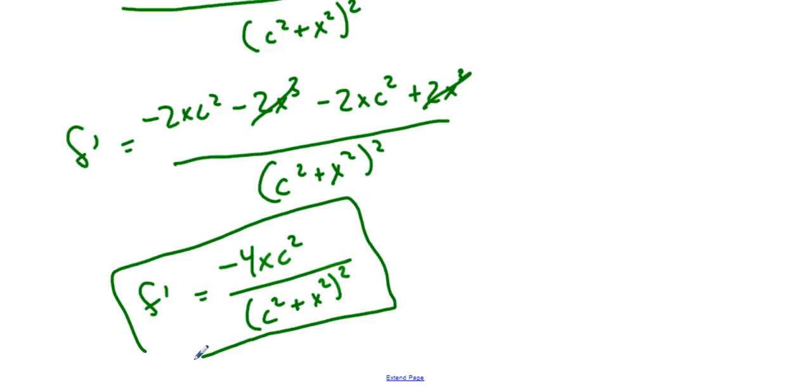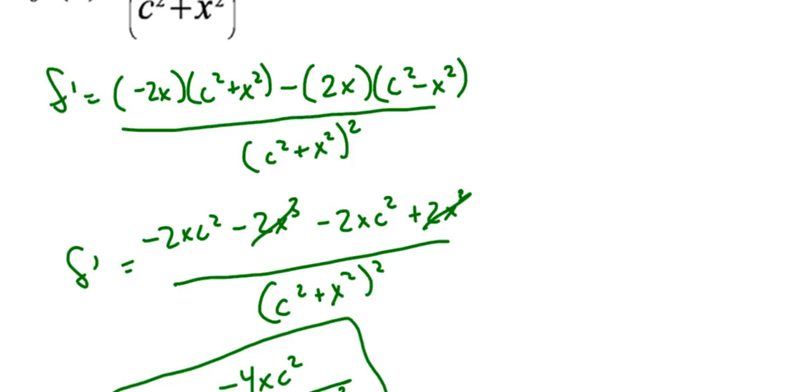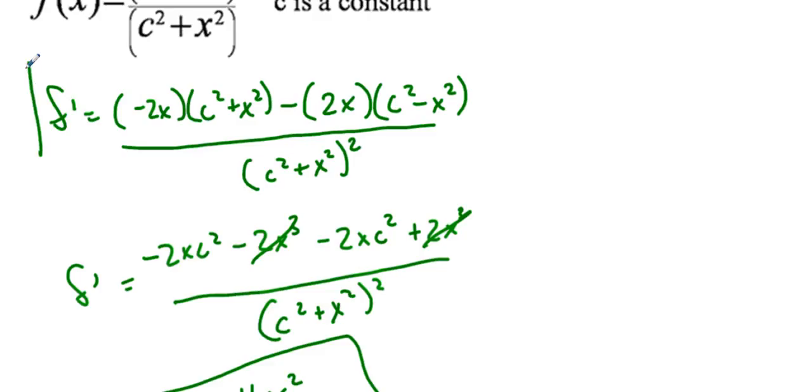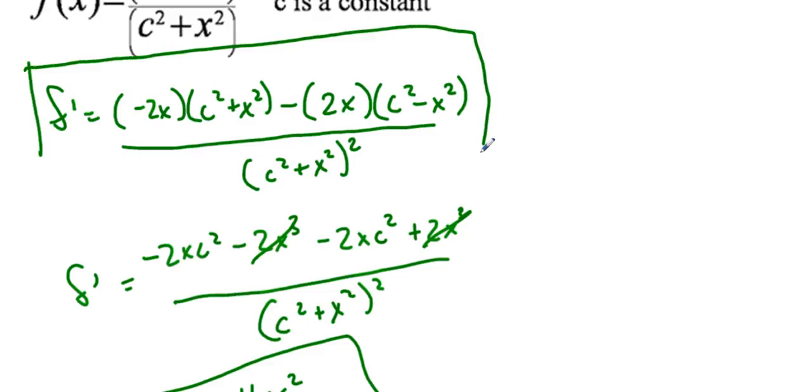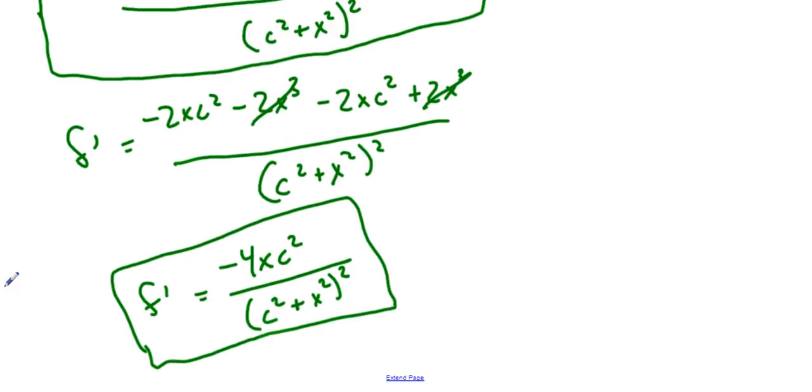Right there. Once again, on an angle. I love writing on an angle. But that's what we have for our solution. Negative 4xc squared over c squared plus x squared squared. All right. So from here, we use the quotient rule to get our derivative unsimplified. Simplified using algebra, that means algebra in Spanish, and we get our answer simplified here.